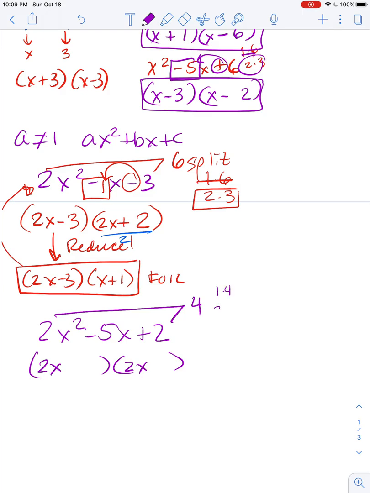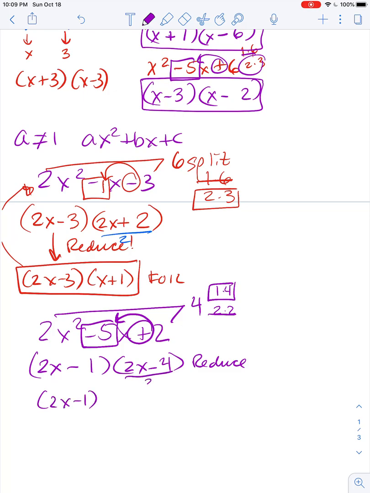So 1 times 4 or 2 times 2, you need them to add up to be 5. Well, 2 plus 2 is not 5, so you're choosing the 1 and the 4 in this case. And in order to get a -5, you need them both to be negative. But at this stage, you need to reduce. This one doesn't reduce, so it stays 2x minus 1. Here I can divide out a 2, bringing this down to x minus 2.